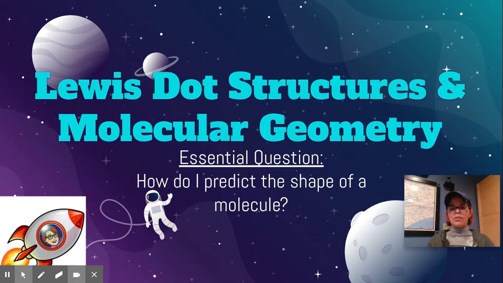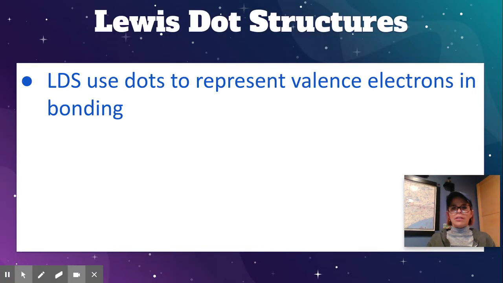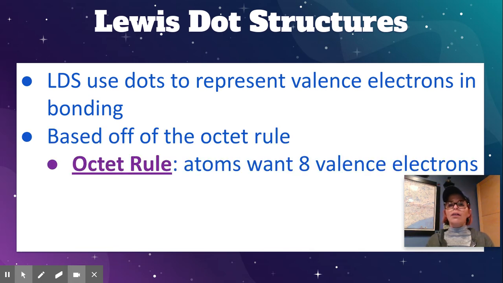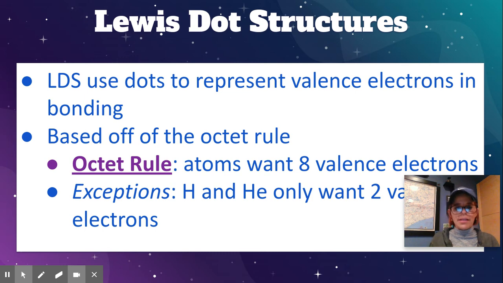All right, so our essential question: how do I predict the shape of a molecule? We'll start out by talking about Lewis dots. LDS use dots to represent valence electrons in bonding. They're based off what's called the octet rule. The octet rule says atoms want 8 valence electrons, to try to be like a noble gas. The exceptions are hydrogen and helium, who only want 2 valence electrons.